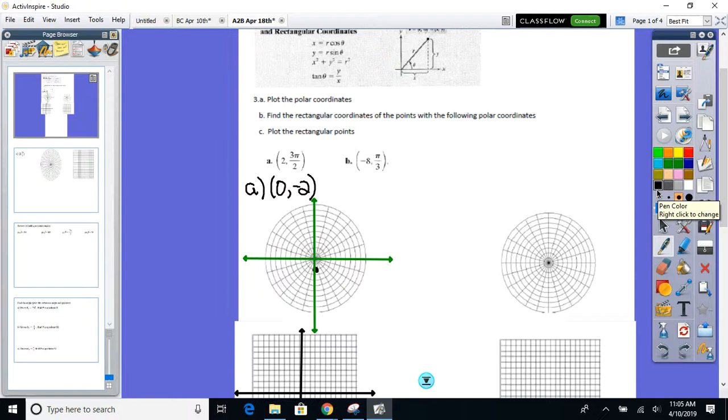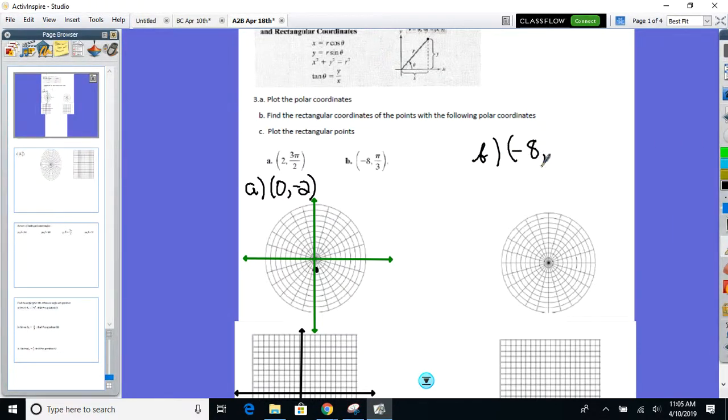That's easy, though. What if it's just hanging out in a quadrant, though? We're not going to be able to do it so easily. Go on to part B now. Part B is -8. Ooh, -8. We haven't had one that far yet. Pi over 3. Go ahead, graph that one.